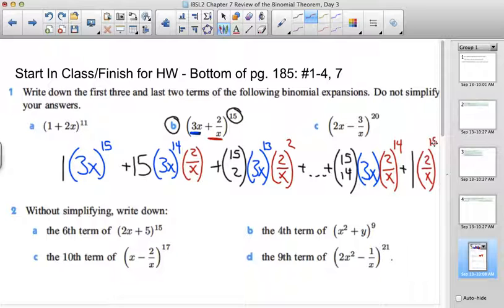Now notice in each of these, the powers of A and B will always add up to 15 because that is the power we're going up to. So 14 plus 1 is 15, 13 plus 2 is 15, 1 plus 14 is 15, and obviously the last one is just 15. All right, so we don't need to simplify, that's it.